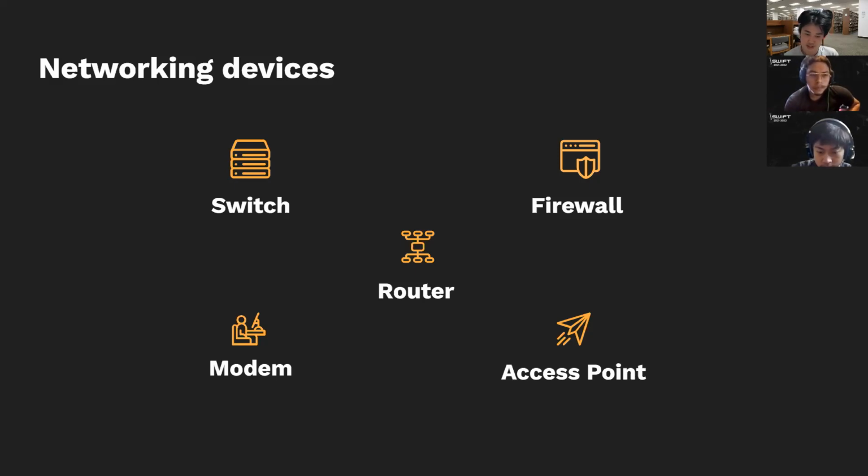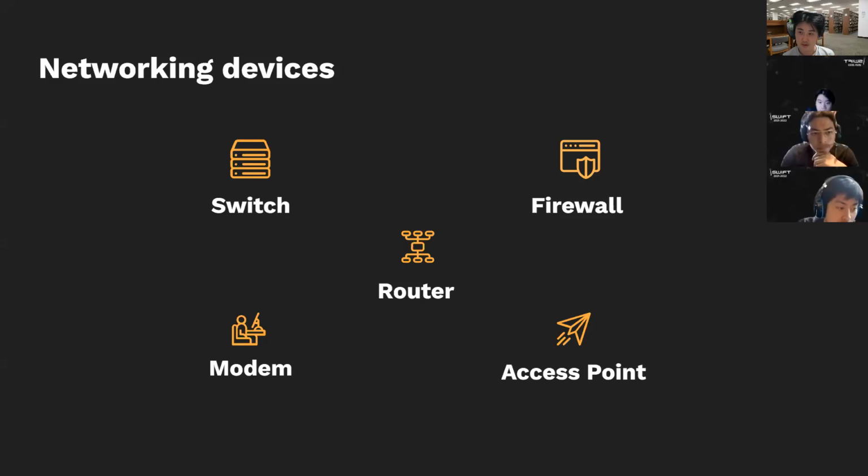All it does is translate an analog data connection to a digital connection. So that's how you get internet to work when you connect it to the router. And an access point just broadcasts Wi-Fi to extend the Wi-Fi connection to other areas.